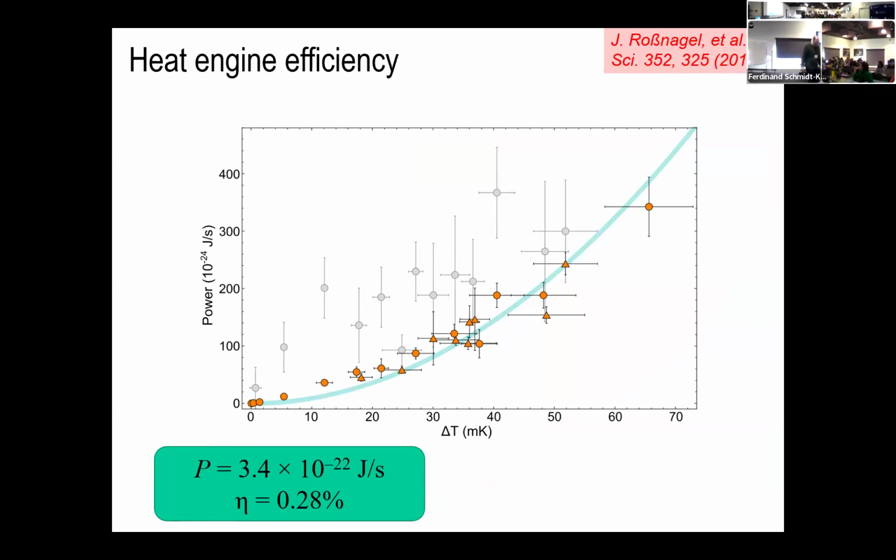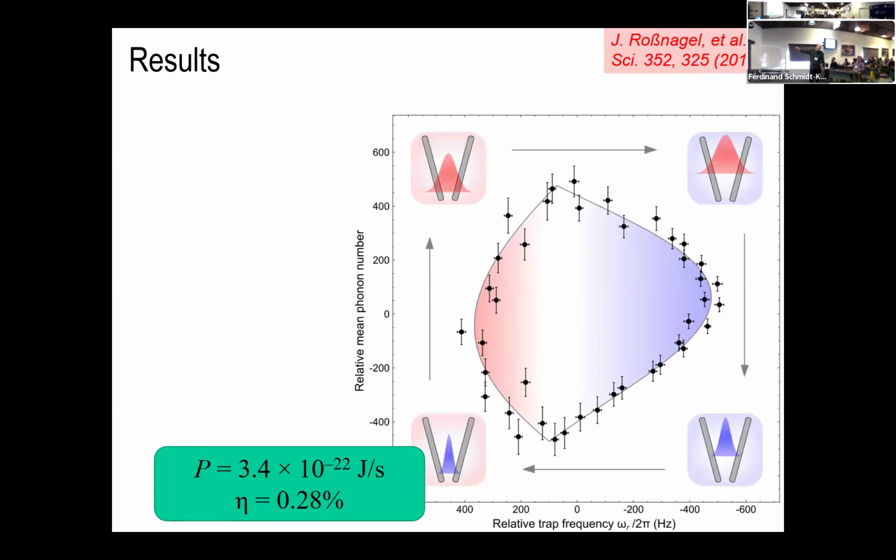How do you read the mean phonon number? Yeah, the mean phonon number is coming from the temperature measurement. We take spectra of the ion at different points of time. So it is also a challenge to measure the temperature so quickly that you can measure in situ while the cycle is done. So that is not easy. Yeah, that's a spectroscopic measurement.